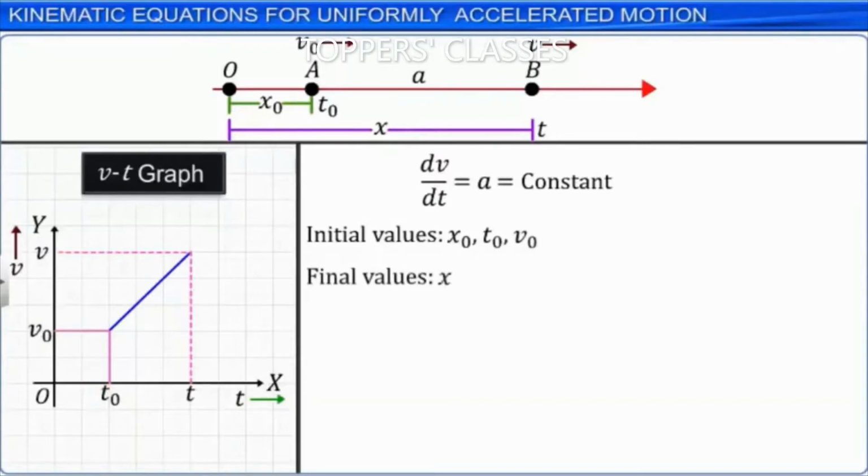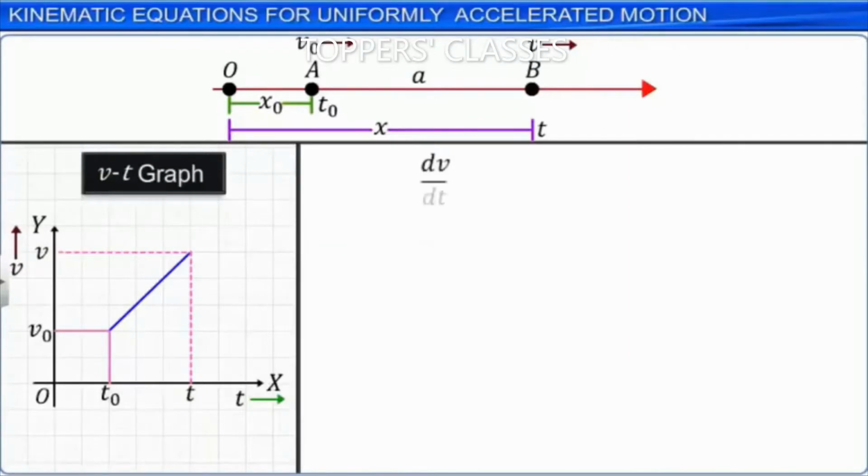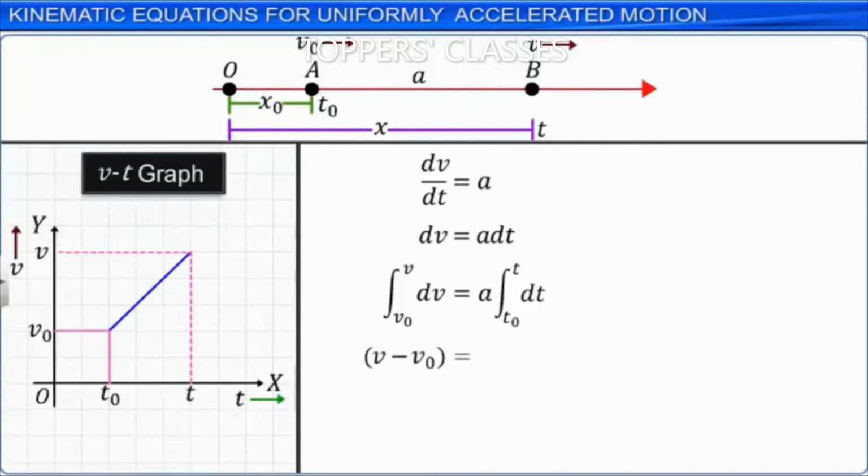dv by dt is equal to a. By cross-multiplying, we get dv equal to a into dt. Integrating both sides, integral v naught to v dv is equal to a into integral t naught to t dt. V minus v naught is equal to a into t minus t naught. Rearranging the equation, v equals v naught plus a into t minus t naught. This is equation 1 of motion.